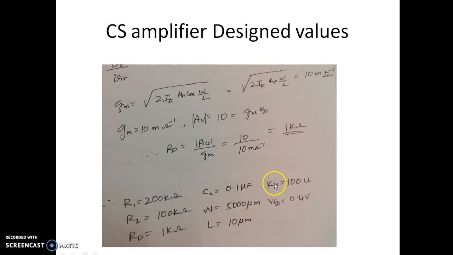This is the coupling capacitor. Kp is the transconductance parameter of the MOSFET, which is 100 microampere per volt square, threshold voltage 0.4, the width of the transistor is 5000 micron, and L is equal to 10 micron. So with these values we shall do the simulation.